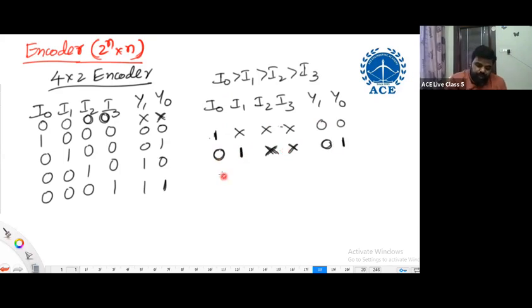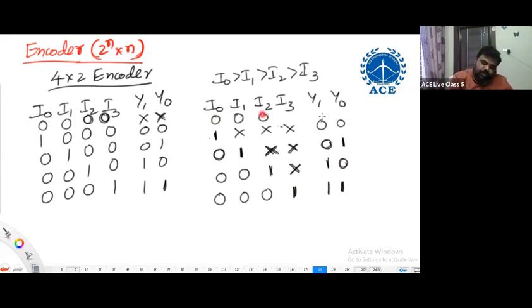Now, if it is 0, 0, 1, this can be anywhere. What I mean is when these two are disabled, we get priority for I2. Then it is 1, 0. When these three are zeros and this is 1, then the least priority 1 gets a chance for transmission of data. Once again, for all zeros, we don't care. This is the priority.